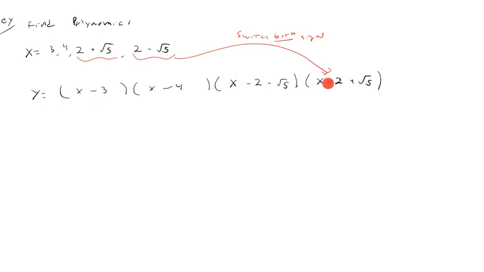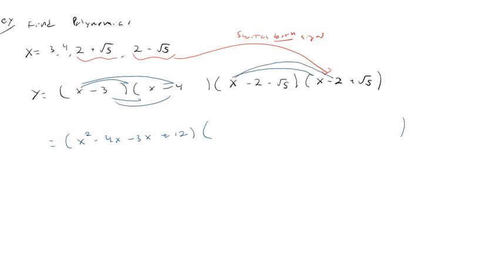This one's going to have a few more pieces I have to worry about. I need to do this x to all three of these pieces. When I distribute, I need to distribute to everything. X times x, okay, that's x squared. X times negative 2 is negative 2x. X times root 5 is plus root 5x. Okay, now the negative 2. I need to do my negative 2 to all three pieces.